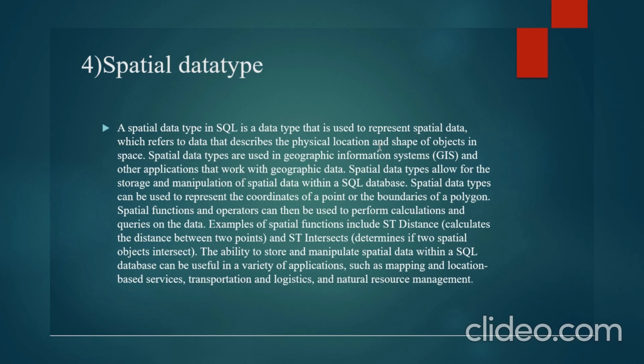Usually, the spatial data type is used for storing geographic related information and physical locations or shapes of objects. The geographic related information is geographic data. For storing geographic data, we use the spatial data type. The coordinates of a point and the boundaries of a polygon also come under the spatial data type.